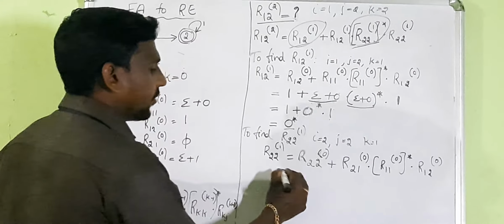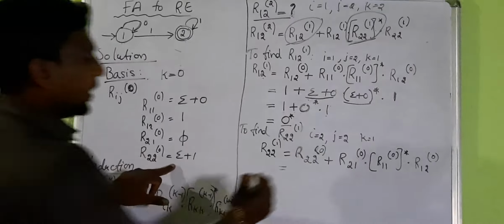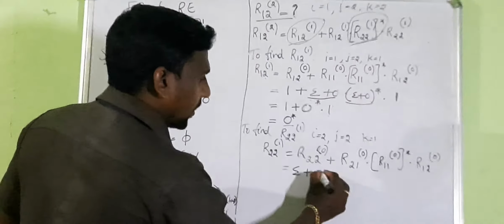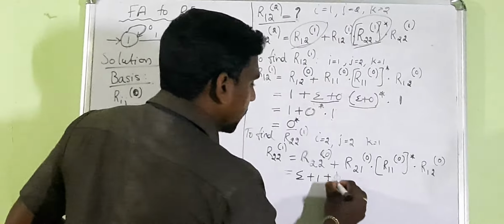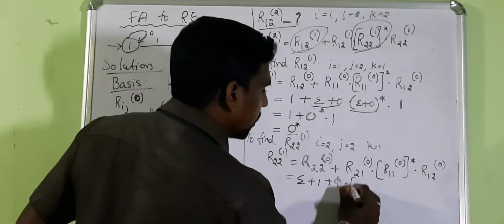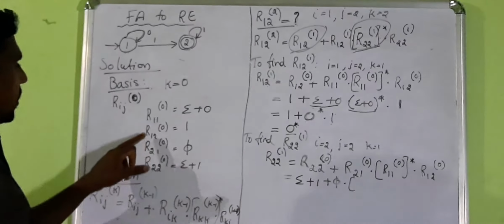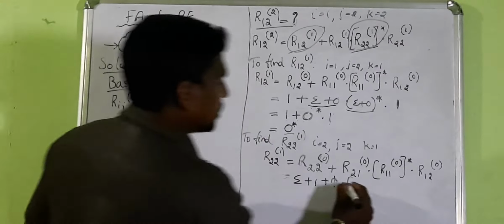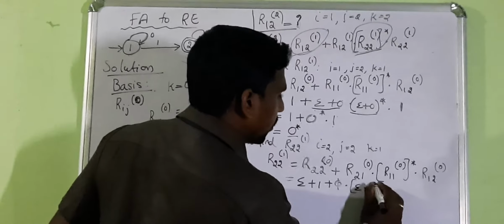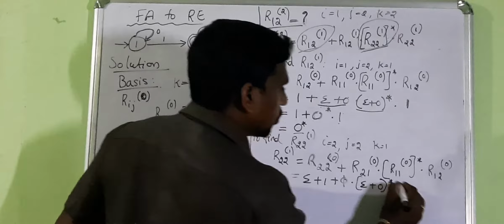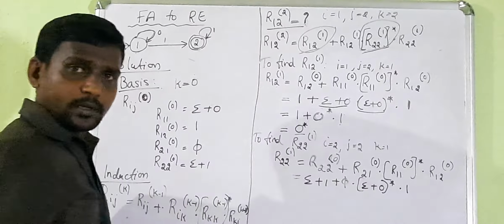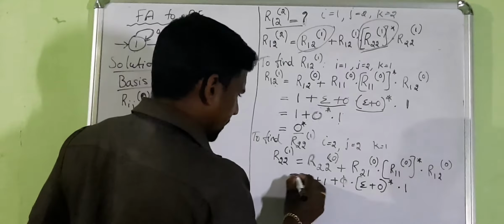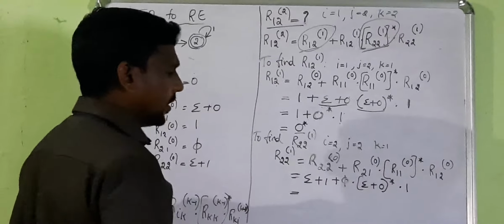So I have to apply from here. What is r22 power 0? Epsilon plus 1, plus what is r21 power 0? r21 power 0 is pi. Okay, into what is r11 power 0? r11 power 0 is epsilon plus 0. Epsilon plus 0, the whole star, into what is r12 power 0? That is 1. r12 power 0 is 1. Okay, so that is equal to epsilon plus 1.